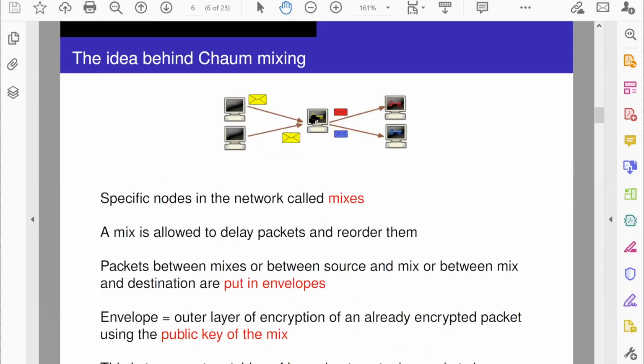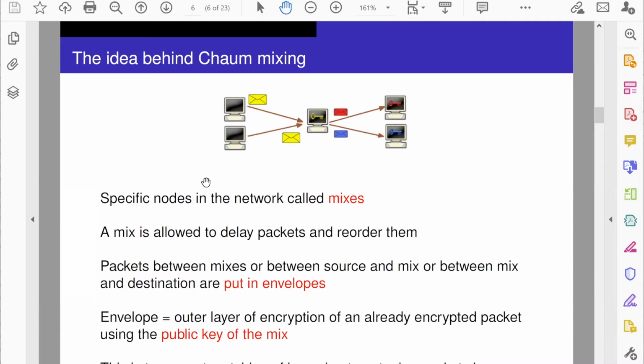So you have an infrastructure of a bunch of nodes, which are called mixes. Essentially what you do is you allow these mixes to delay packets and reorder them. Now, of course, delaying packets is not very good from the point of view of performance. So you have some kind of a trade-off between performance and anonymity. And that's the thing that we study in this project.